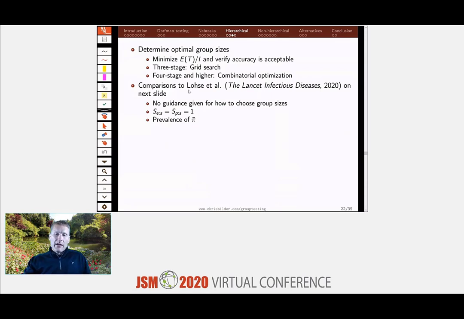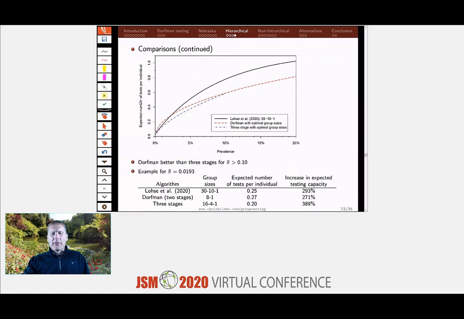And what I was presenting starting on slides 22 and 23 was an actual comparison to what Lowe et al. had for their particular group testing algorithm. And what we have here is, on the y-axis, the expected number of tests per individual. Again, we want this to be as low as possible. On the x-axis, we have the overall prevalence of disease. And graphed here in the black line is how Lowe et al. would do for a particular prevalence, what its expected number of tests would be.